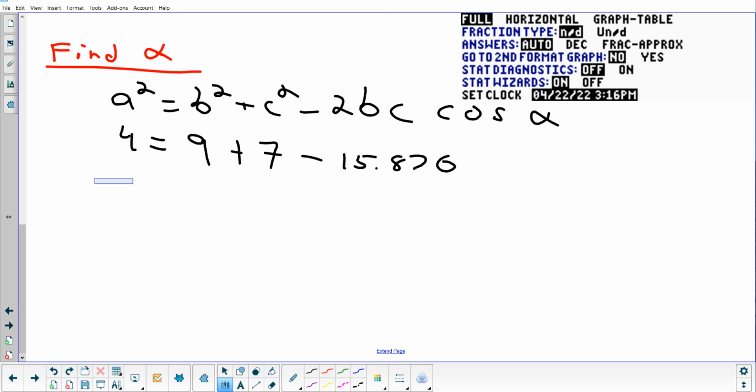And up until this point, we haven't typed in any variables. Here's our variable, cosine alpha. Okay. What could I do next on the right-hand side? Yep, add the 9 and the 7, that's fine.